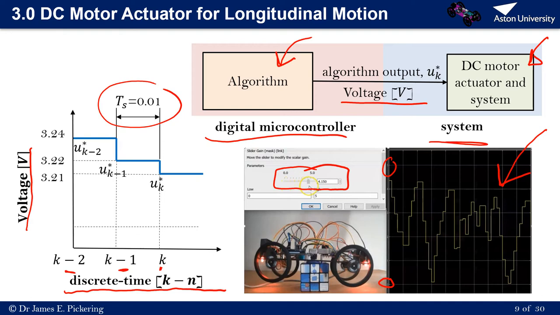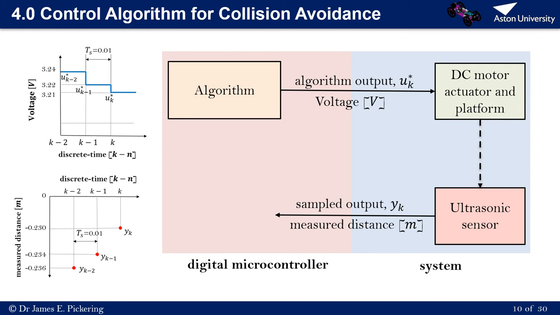It's effectively in discrete time. At each one of those sample times, it's holding the voltage constant based on what's being told by the algorithm. So the algorithm is basically saying, right, algorithm output u_k star is effectively a given value, and it relates to the voltage of 3.21 volts.